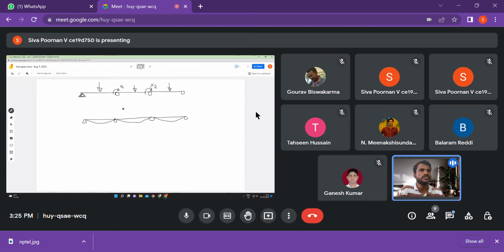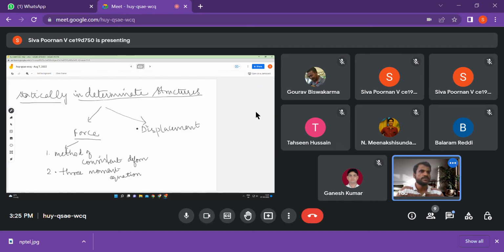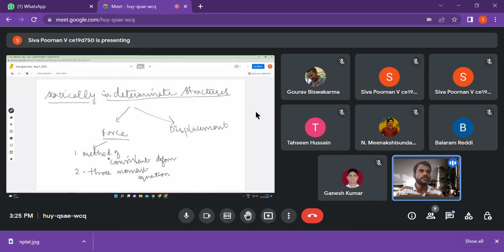You can solve that system for both the redundant force as well as the applied force, and for compatibility, for the slopes to be the same. Now it's not the same, but to make it the same, what should the redundant be? If you solve that condition, you will get an equation. That's what we call the three moment equation. So the concept is similar to the method of consistent deformation.